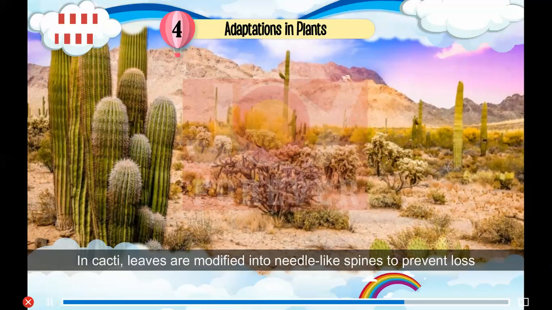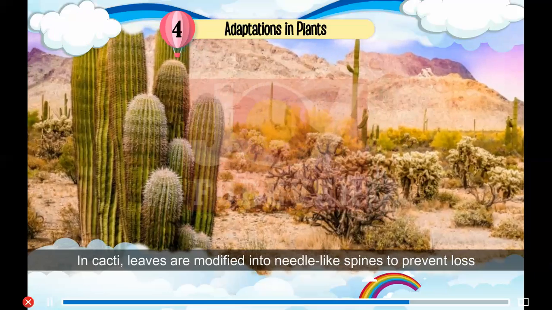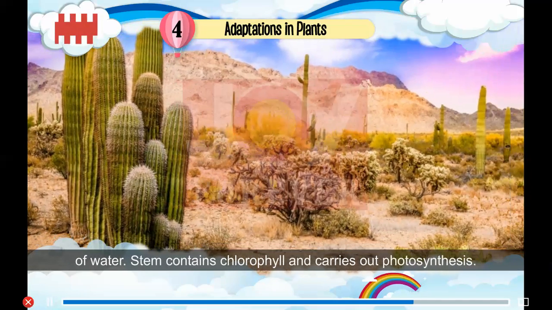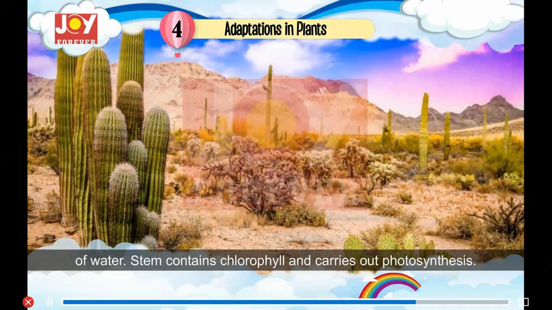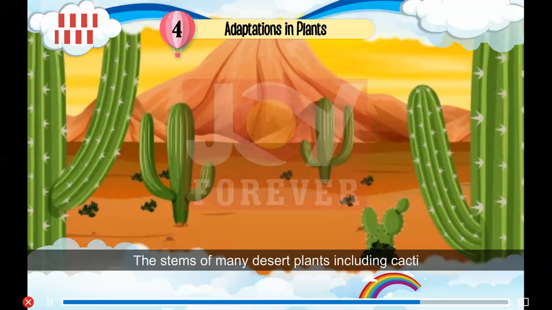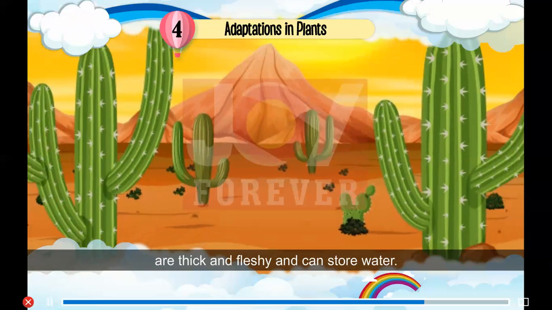3. In cacti, leaves are modified into needle-like spines to prevent loss of water. Stem contains chlorophyll and carries out photosynthesis. 4. The stems of many desert plants, including cacti, are thick and fleshy and can store water.